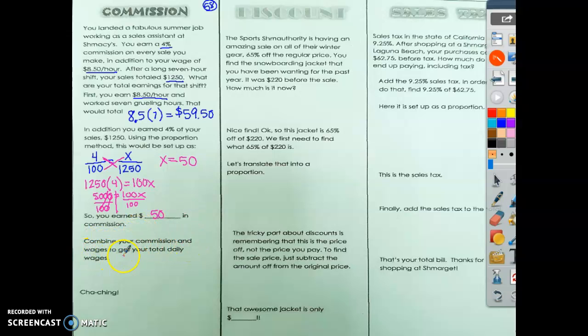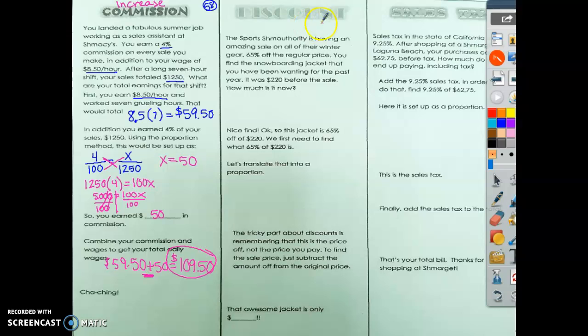Combine your commission and wages to get your total daily wages. So my daily wages was 59.50 plus 50, so that gives me $109.50 as my daily total. That's not a bad day of working. Okay, so commission, again, on top of our daily wages, we earned a commission, so that was an increase in value, right? So that's why we added.